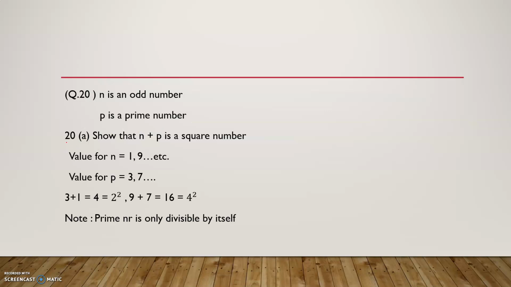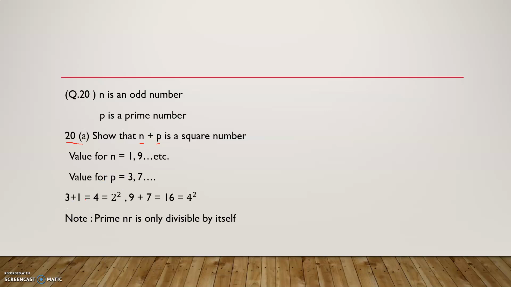So question 20A says show that n plus p is a square number, which means an odd number plus a prime number is a square number. So we'll have to show that, and we'll have to write what the values for n and p are so that they give me a square number. Values for n would be 1 and 9, and values for p would be 3 and 7. So we can prove that.